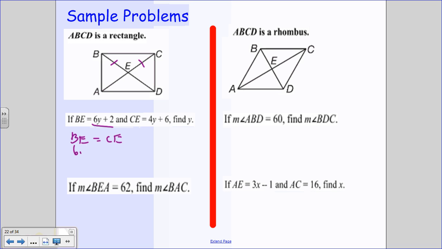So 6y plus 2 is equal to 4y plus 6. Subtract 4y on both sides, which would leave you with 2y plus 2 is equal to 6. Subtract 2, you will have 2y is equal to 4. Divided by 2, you'd have y is equal to 2.